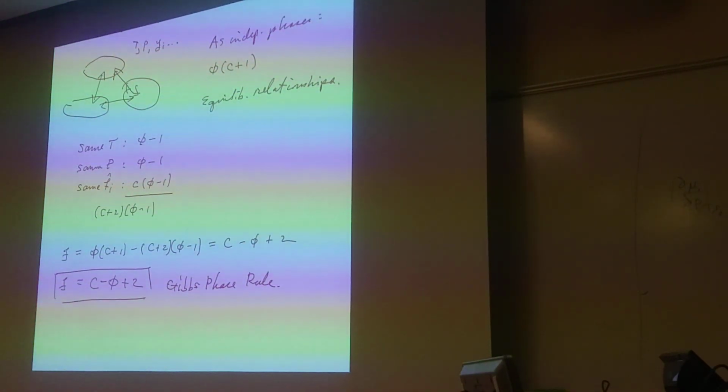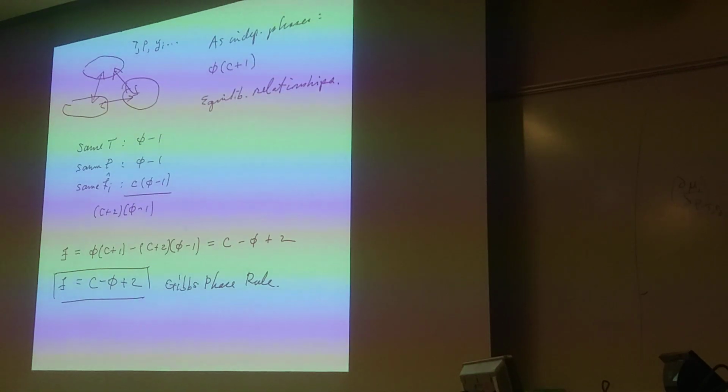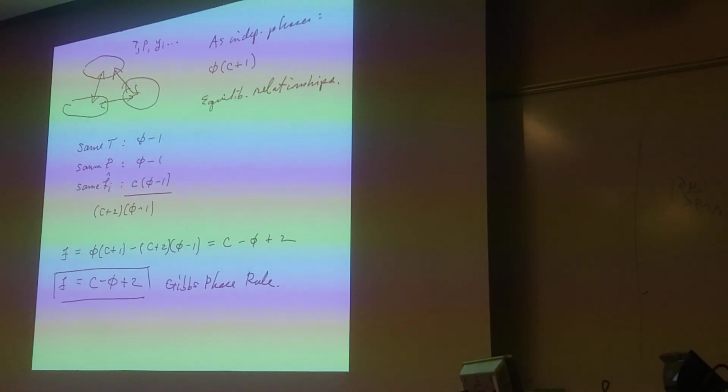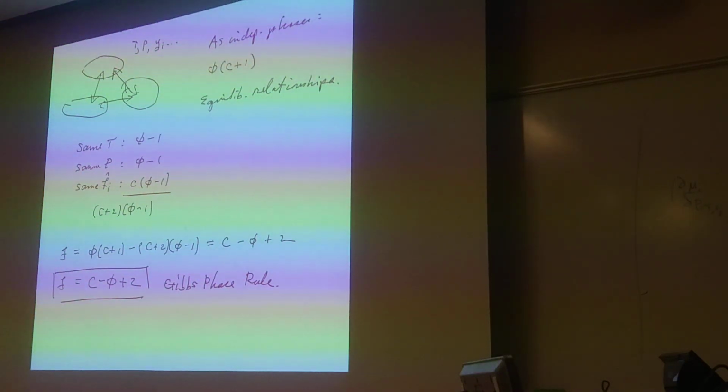Why does it matter that one phase might not be soluble in another? What changes in our derivation? Well, we get one y less, right? One of the y's is less, but then we also have a relationship which is less, so they balance each other out.